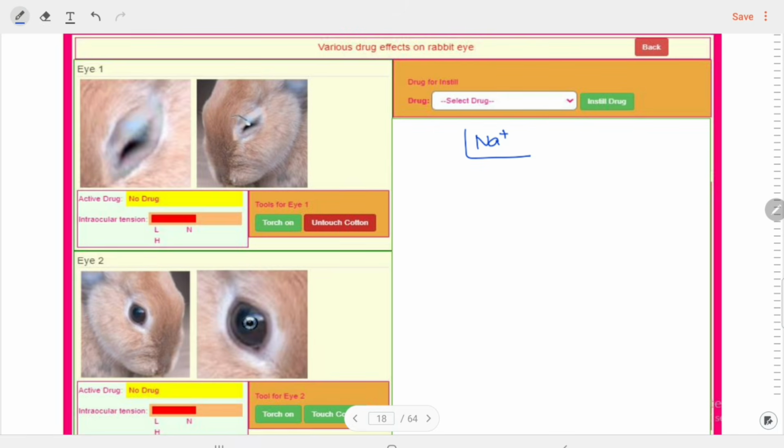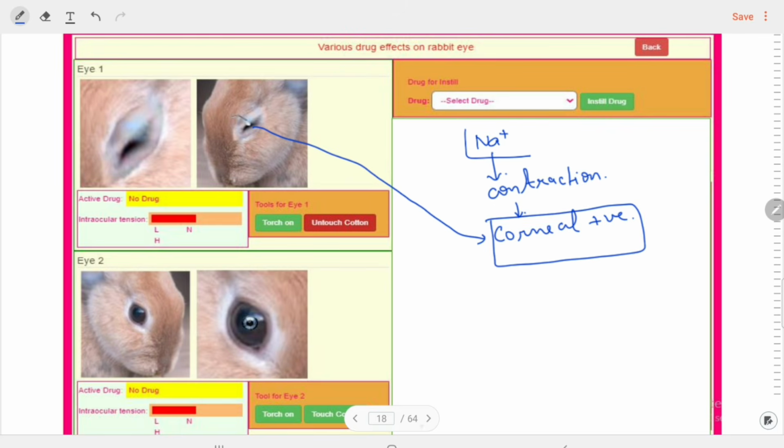Whenever the sodium channel is activated, that will lead to the depolarization and contraction in the muscles. So through the activation of the sodium channel, that will lead to the contraction of the muscles, and that will lead to the corneal reflex. So here the corneal reflex is positive after touch with the cotton wool. Come to the next slide.